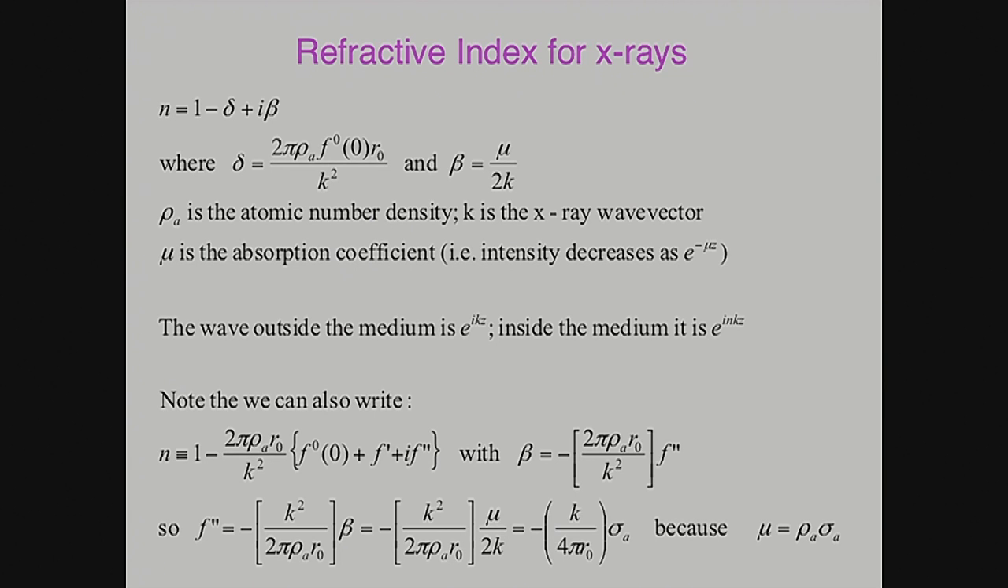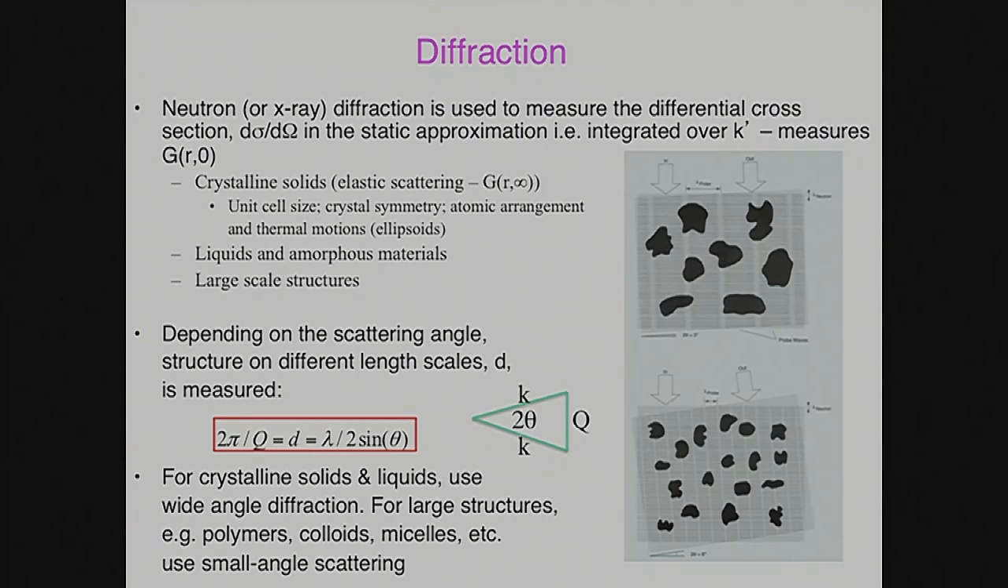So again, X-rays can be reflected from the outside of materials. And you can make mirrors and lenses to do that for neutrons and for X-rays. So now let's talk a bit about diffraction. So in diffraction, what I'm thinking about is a beam of neutrons or X-rays which interacts with a crystalline material.